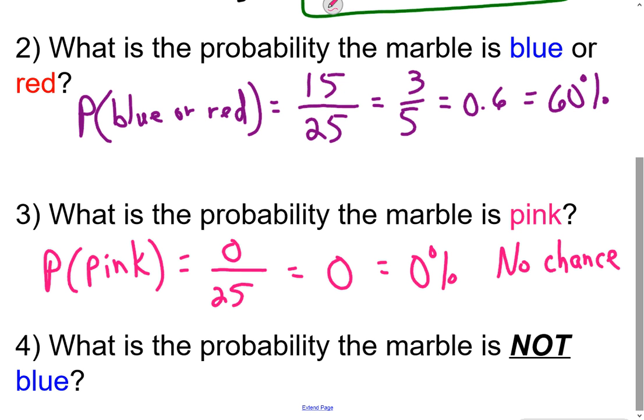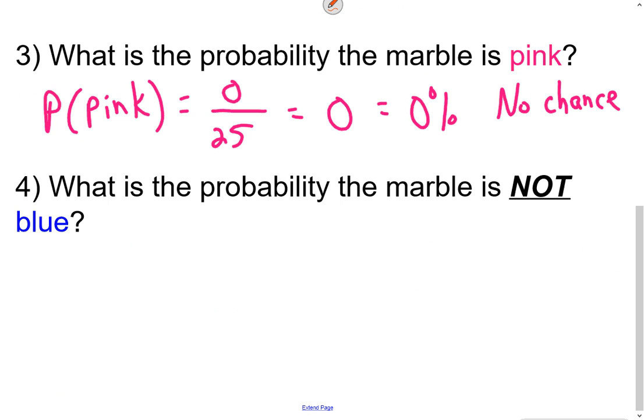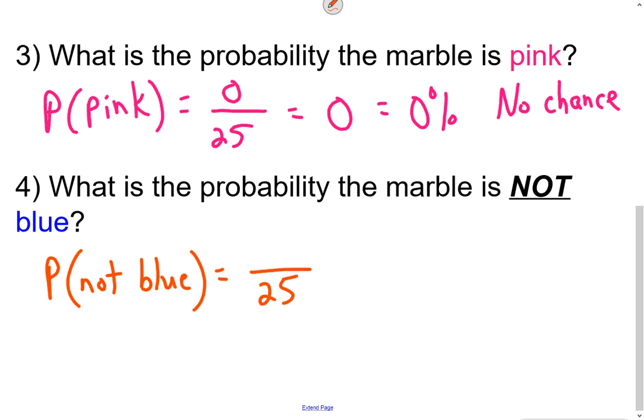And then my last one that I have on this page is, what's the probability that the marble is not blue? Not blue. There's a good one. Okay, so I'm going to write this out. I got probability of not blue. What does that mean? Well, I'm going to start here with my fraction. There's still 25 marbles in that bag. That's not going to change the grand total.